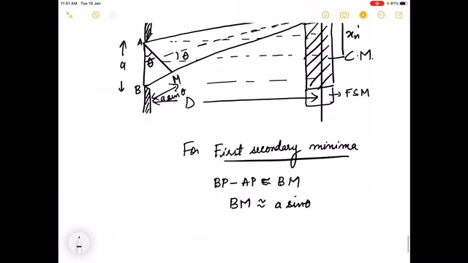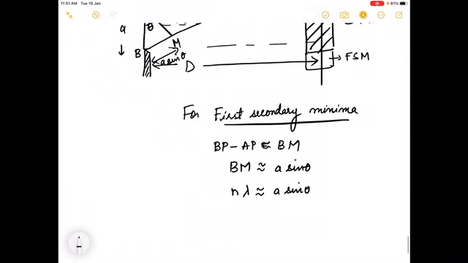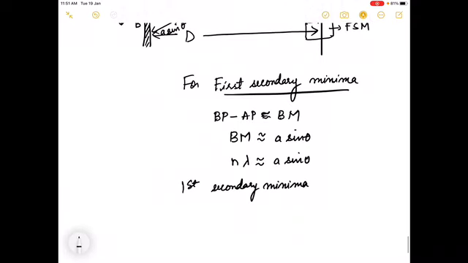And for a general secondary minima, the condition is n lambda must be equal to a sine theta. For the first secondary minima, you will simply say the value of n is equal to 1. This will be lambda is equal to a sine theta, right?